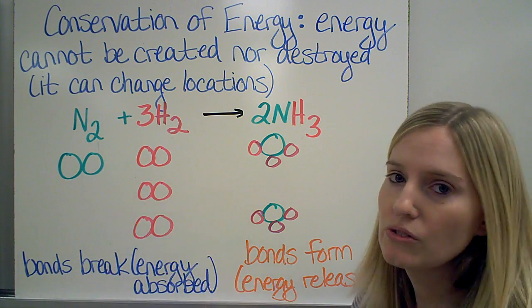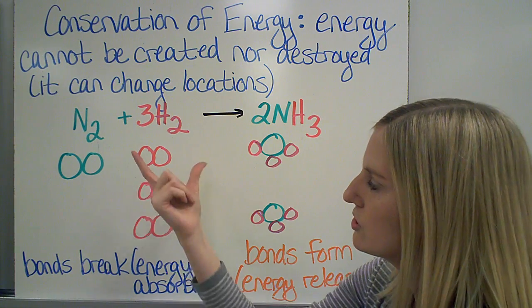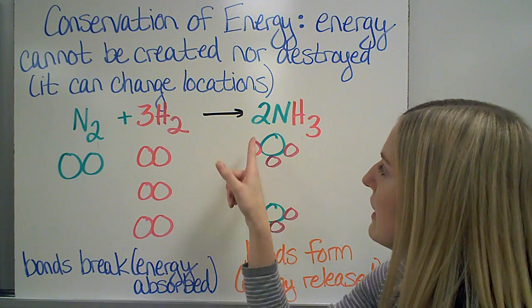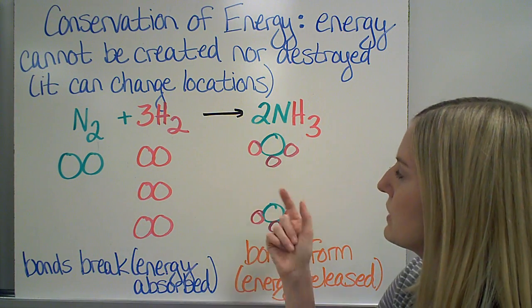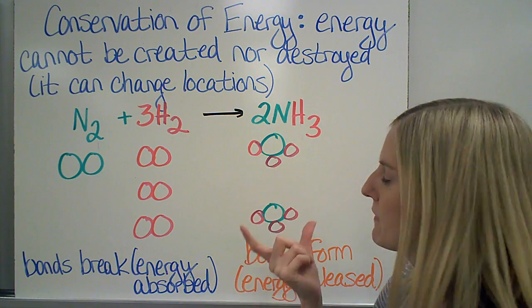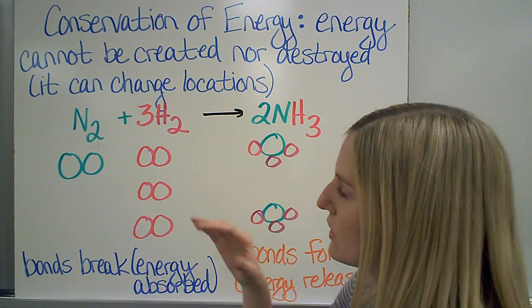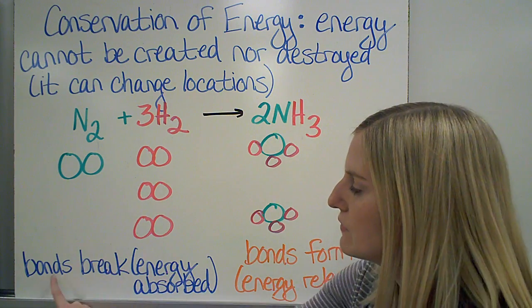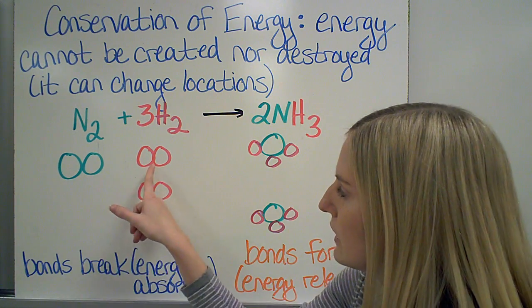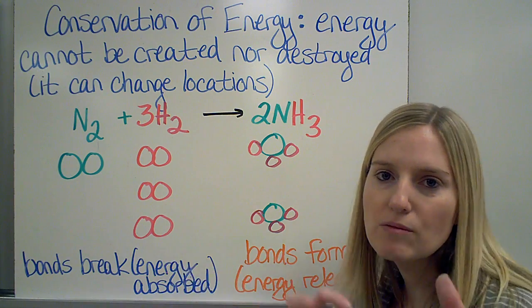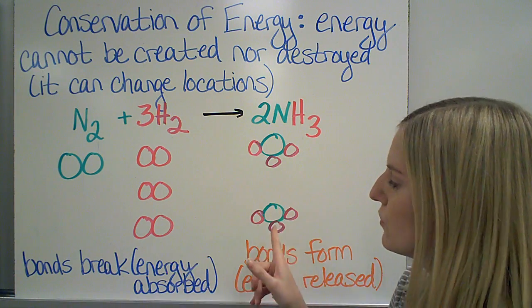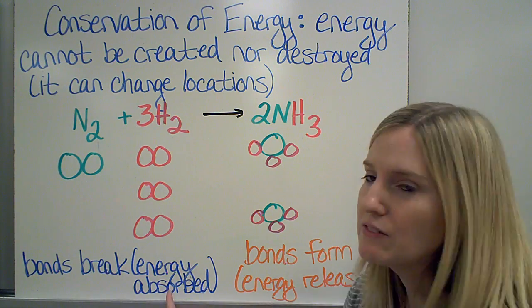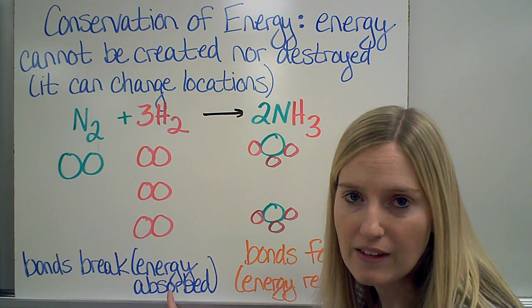3 H2s would be, this is 1 H2, this is another, and then here I have 2 NH3s, so this is 1 NH3, and this is another NH3. So to make these things become this, I have to break the bonds that are between these atoms, and then those atoms are going to rearrange in this form. So to break those bonds, I have to put energy in to break them.